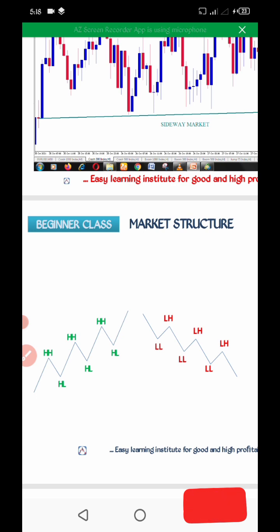But during a sideways market, you wait patiently. It's either you buy or sell, because after a sideways market, the market breaks out to either an upward direction or a sell direction. So if the market breaks out to the buy direction, you buy, and if the market breaks out to the sell direction, you sell. So take note of this.